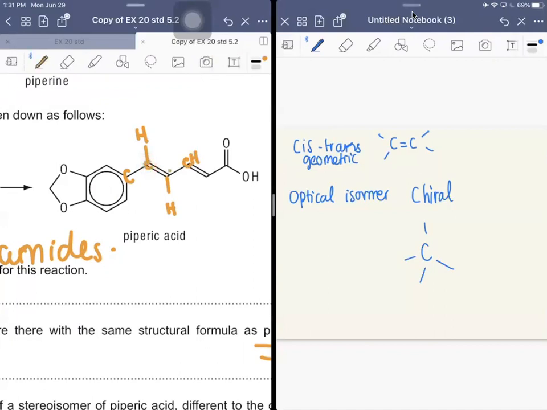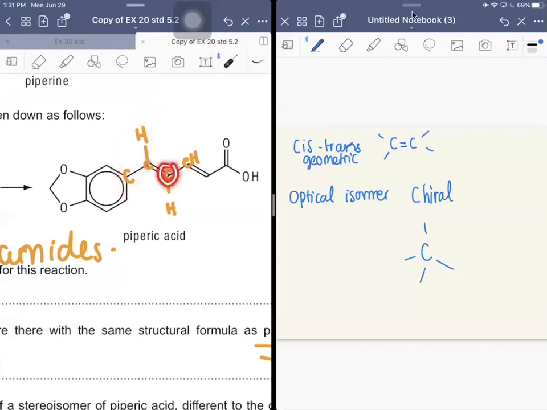There should be a carbon here, okay? If you look at the carbon on one side of the double bond, it is attached to hydrogen and to a carbon that is a benzene ring and another cyclic alkane, a cycloalkane. So these two things are definitely different.